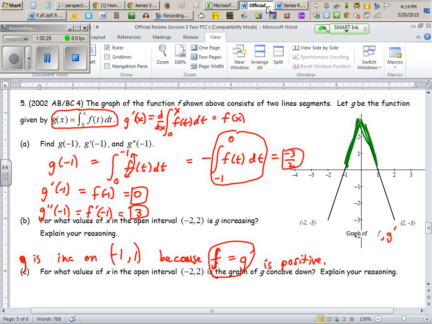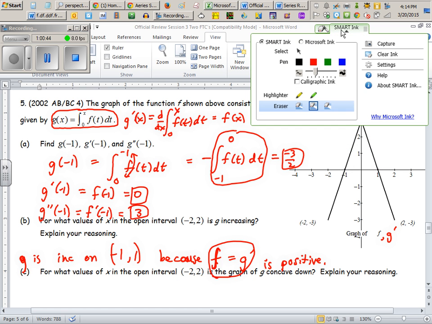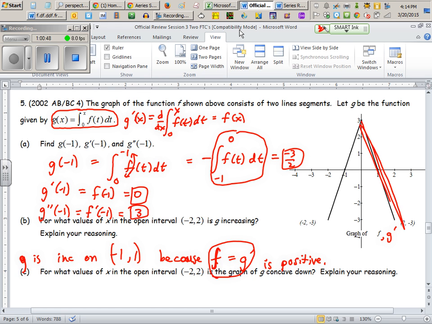We have a graph of g prime. So we're now looking for where the graph of g prime is decreasing. So that's this part. Where is g prime decreasing? That would be from 0 to 2.